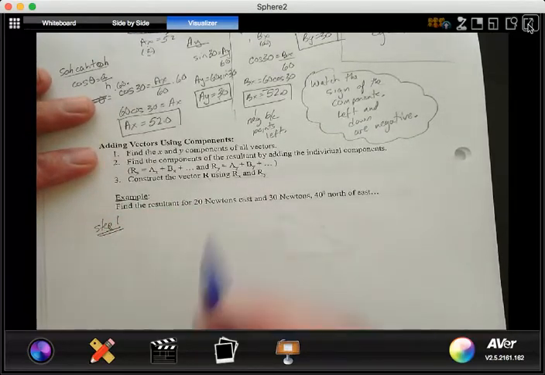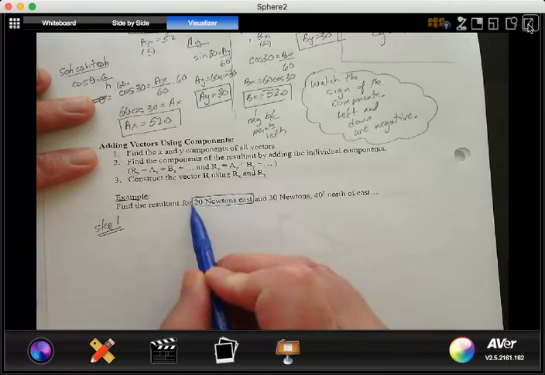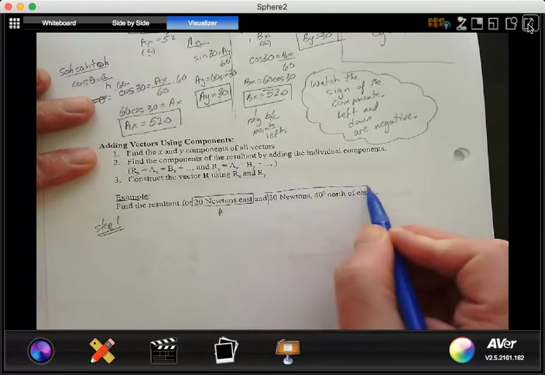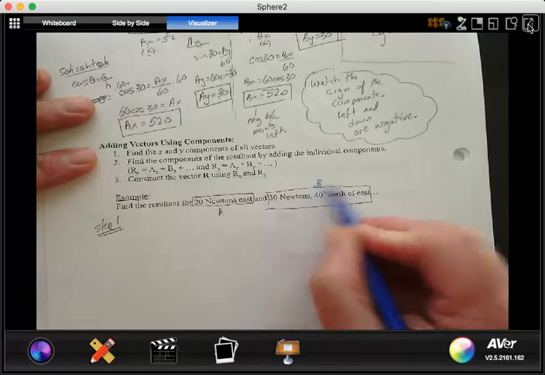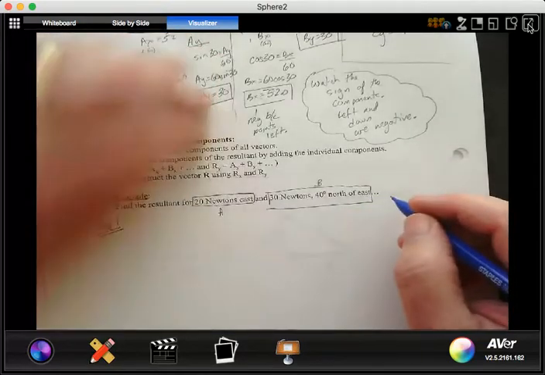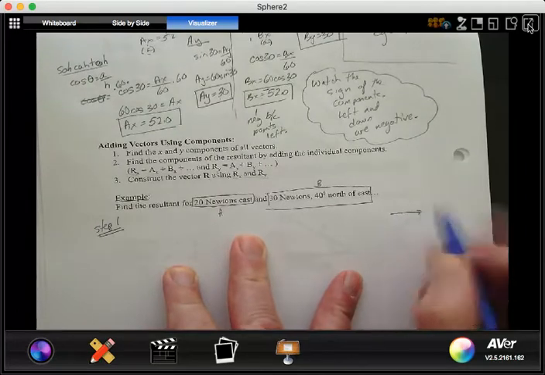All right. Now we have two vectors here. We got 20 newtons east. I'm going to call that, say, vector A. And 30 newtons, 40 degrees north of east. I'm going to call that vector B. And actually, kind of before we even get to step one, I'm just going to sketch this just to see what it's going to look like. So I got 20 newtons east.